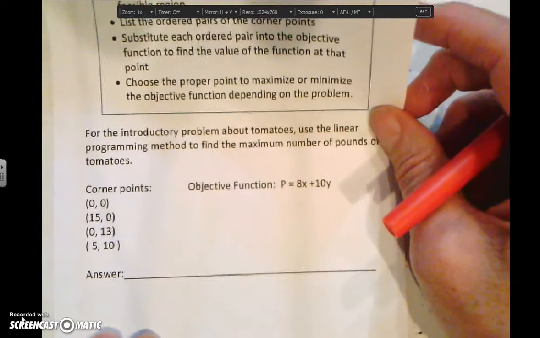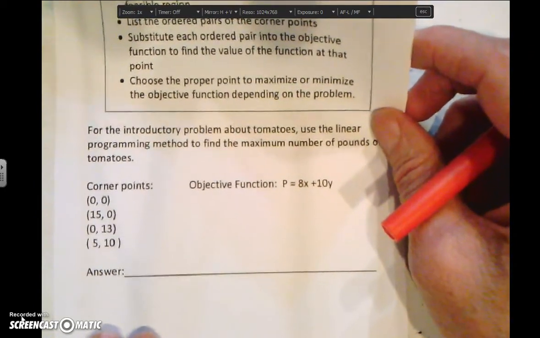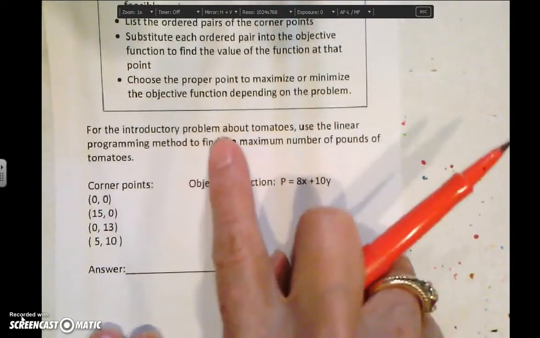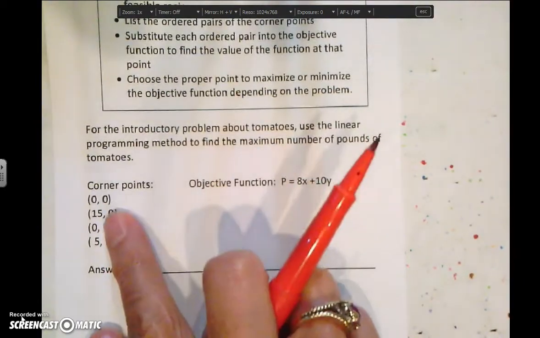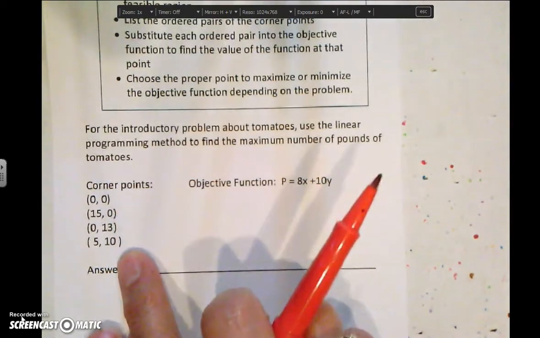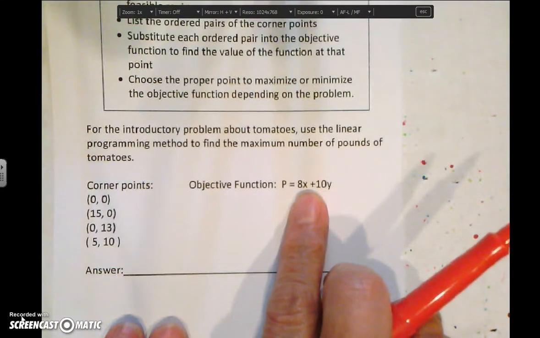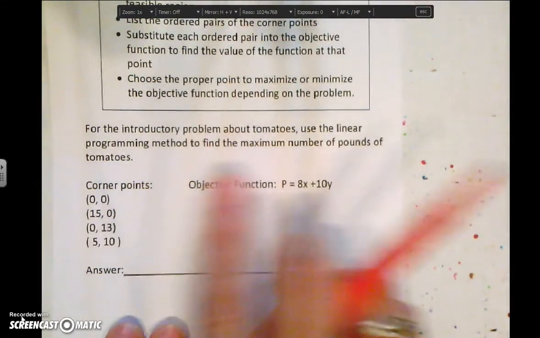All right, so let's look at a real simple one here. So here I've got corner points. I'm just giving them to you. Here's my objective function. So what I'm going to do is I'm going to plug those in.